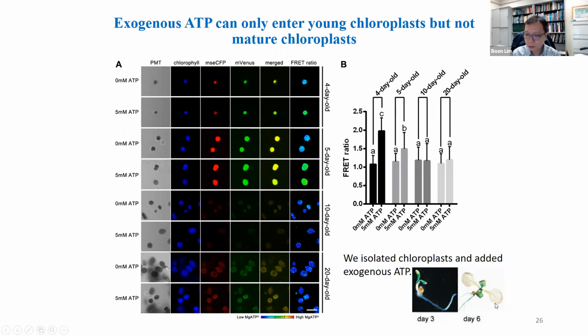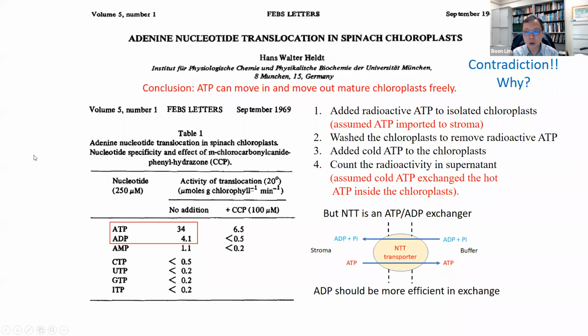So this fits with the observation of the GUS study, because when the plant grows older, the leaf will not express the NTT transporter, and as a result, ATP cannot be imported into the chloroplast. So our result contradicts the result of this publication from 50 years ago. So why? Then we look at the experimental conditions carefully.